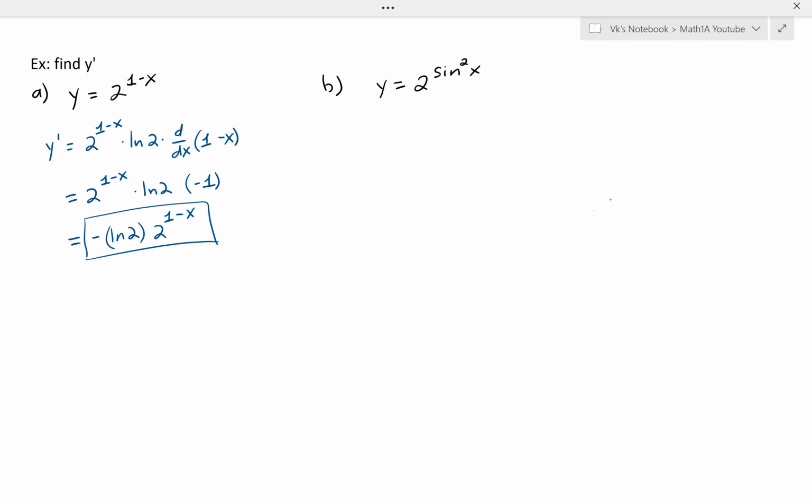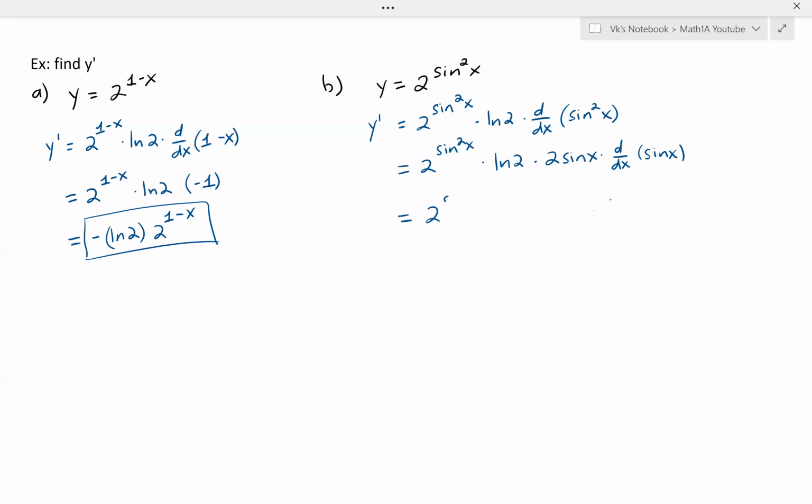Next example, y equals 2 to the sin squared x. y prime is 2 to the sin squared x times ln2 multiplied by the derivative of the inner function, that is the derivative with respect to x of sin squared x. So I have 2 to the sin squared x times ln2 times the derivative of sin squared x, which is, well, chain rule again: 2 sin x multiplied by the derivative of the inner function. And then from there we have 2 to the sin squared x times ln2 multiplied by 2 sin x cosine x. 2 sin x cosine x is sin 2x. And that is it.